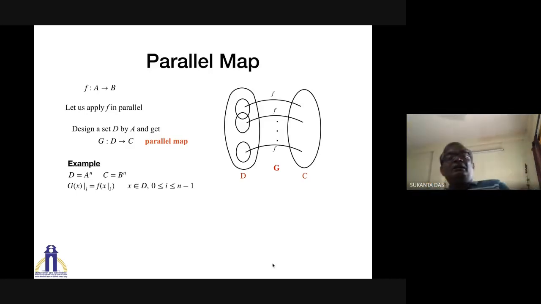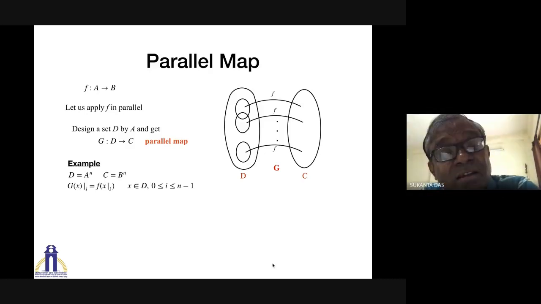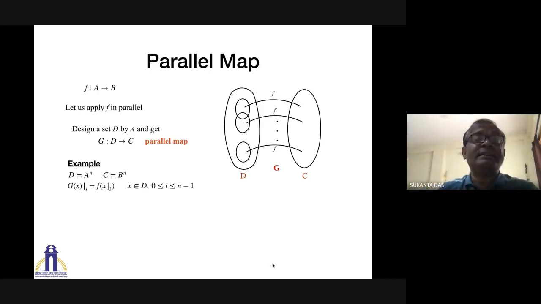This bar indicates that I am putting a restriction. You can think of A n times A. The first location is location number 0, then location number 1, then location number 2, then location number 3, etc. In this fashion, you can think, right? That is what I'm talking about. G of x with the restriction on i is equal to f of x i.